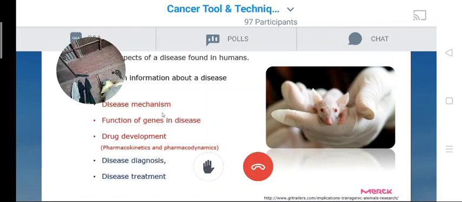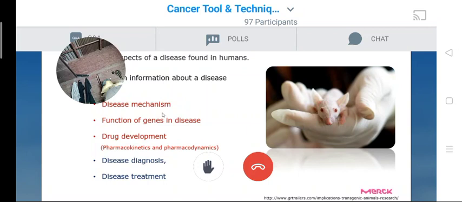We can determine the function of genes in the disease by animal models. We can understand the effect of a drug, how efficacious it is. The pharmacokinetics and pharmacodynamics can only be studied in animal studies, right? We can develop various disease models by using animals. We can monitor the treatment of disease, the efficacy of the drugs, and the improvements, if there is any, by using these animal models. So animal models are an indispensable part of our research, right?